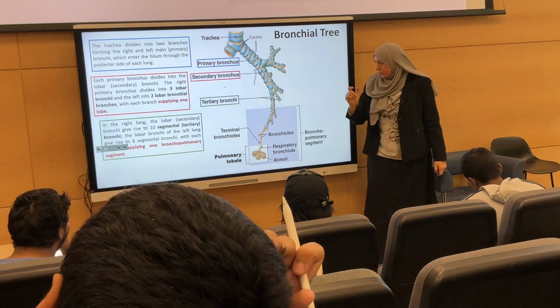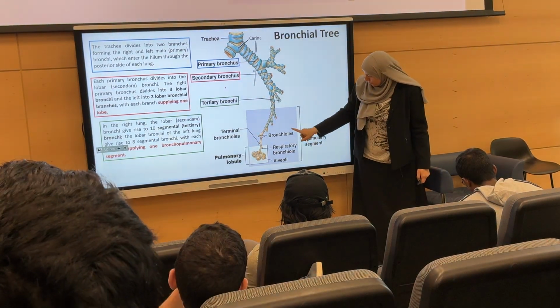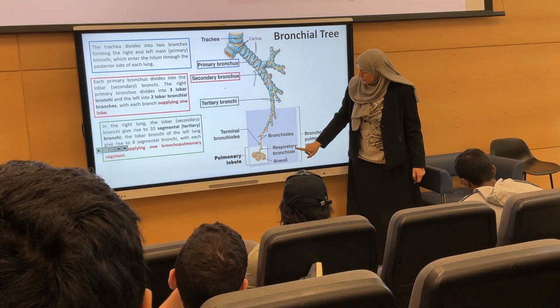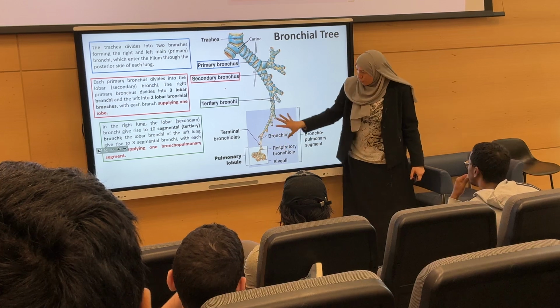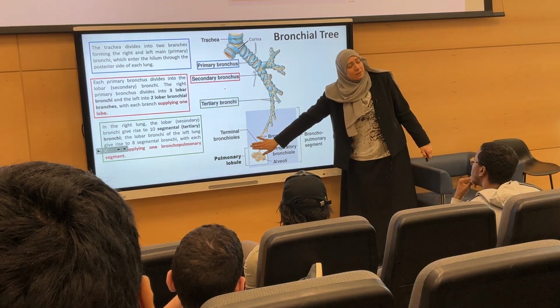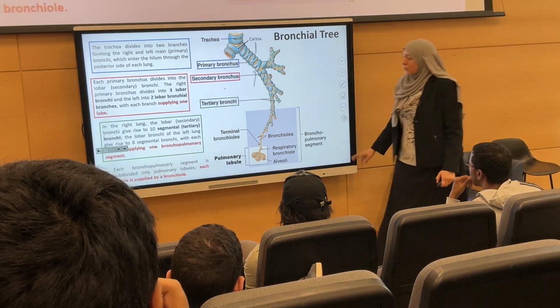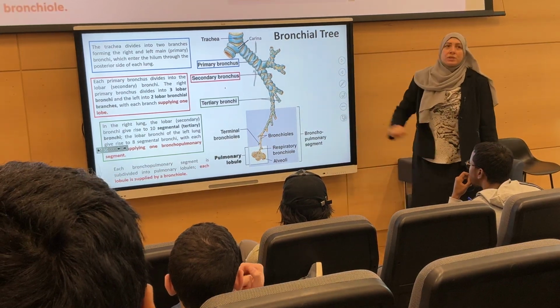So here we have a supplying bronchiole, then respiratory bronchiole, then alveoli, and all of this we name it lobule. This we call pulmonary lobule. And it's supplied by what? Again, lobule supplied by bronchiole. So this is the last one. So you need to know this division.